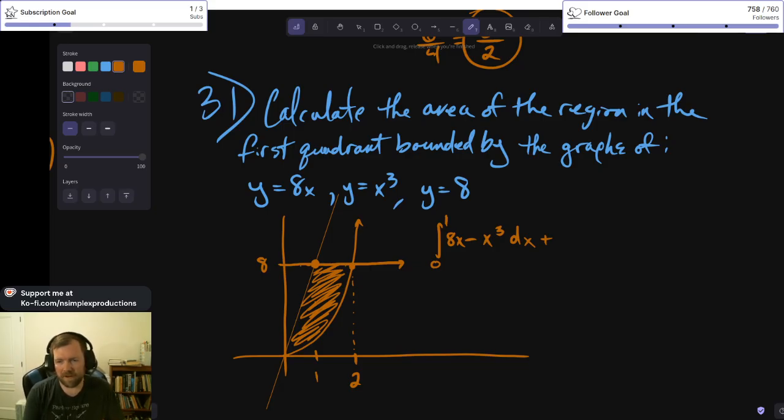All right, anyway, so here we want to split this into two separate integrals. One is going to be take the top function, subtract the bottom function. So 8x minus x cubed is going to get us the distance between this top layer and this bottom layer here.